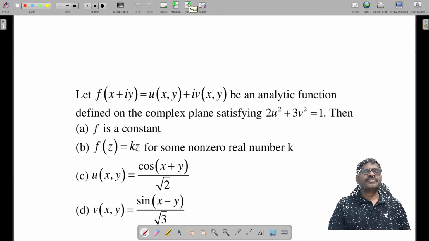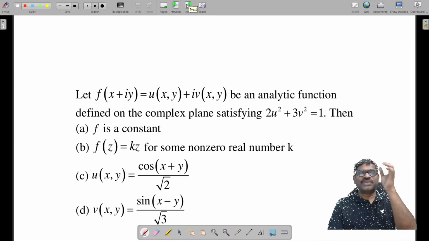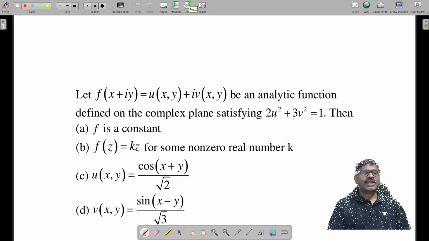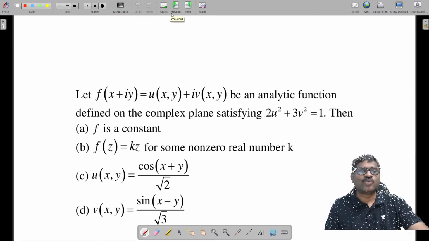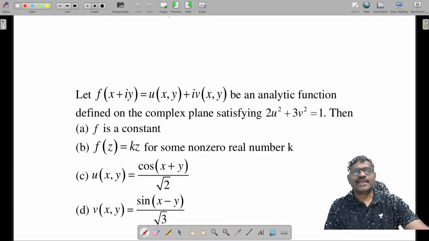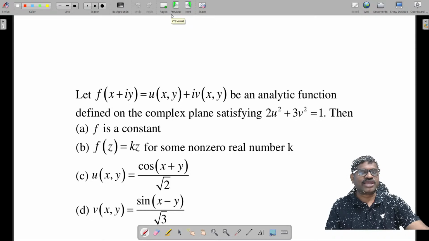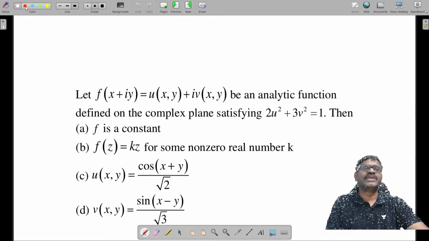Let f of x plus iy equal to f of z equal to u plus iv be an analytic function defined in the complex plane with 2u square plus 3v square equal to 1. Then f is constant, or f of z equal to kz, or u of xy equal to cos of x plus y by root 2, v of xy equal to sin of x minus y by root 2. Please observe, actually it is a problem designed on Picard's theorem. It was a GATE XE 2007 question.